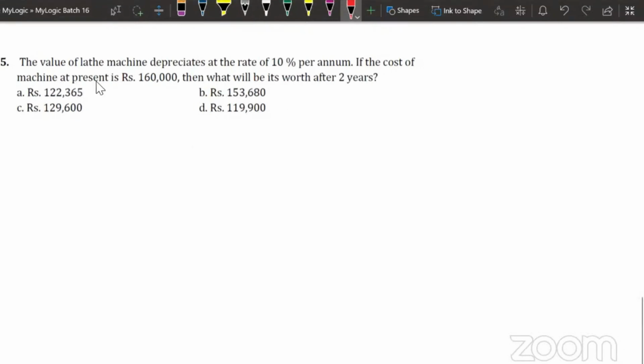Now see, the present value is given. You are supposed to find the value after 2 years. So basically, you are finding a future value, right? This is the new value that you are supposed to find, and this is the old value. The rate is depreciating, meaning reducing, at the rate of 10%. So what is the percentage factor? We subtract 10% from 1, which is equal to 0.9.